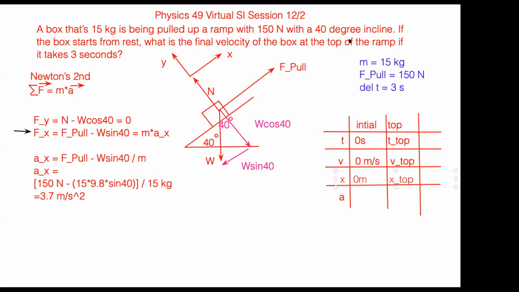And then it looks like we have a question in the chat that says, where does the 15 times 9.8 come from? So we said that weight is equal to mass times gravity. And we need weight in our sine 40 component. So we just place our mass, 15, our gravitational constant, 9.8, and then times sine 40. That's how we got it. mg, correct.